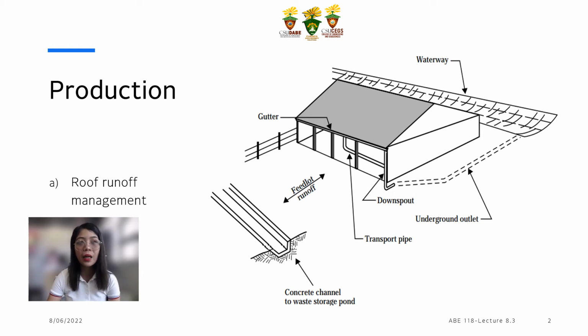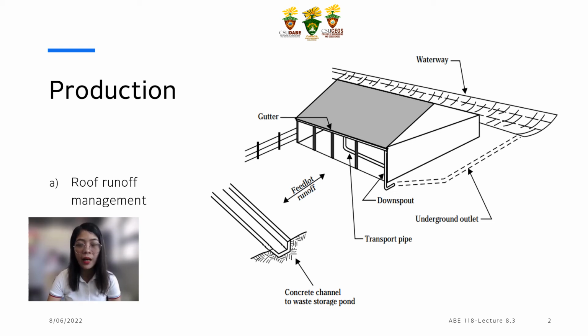Roof runoff should be diverted from feedlots and manure storage areas unless it is needed for some use, such as dilution of water for waste storage ponds or treatment lagoons. This can be accomplished by roof gutters and downspouts with underground or open channel outlets, like in the picture shown. There are cases where gutters and downspouts are not needed if the roof drainage will not come into contact with areas accessible to livestock, right?